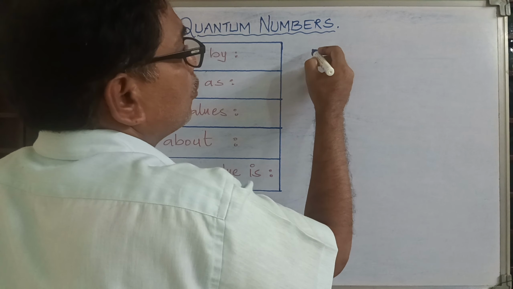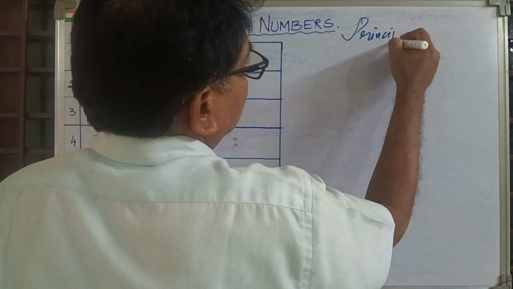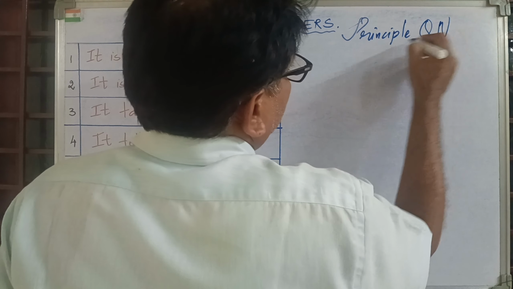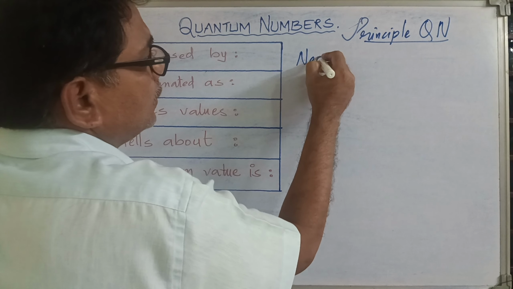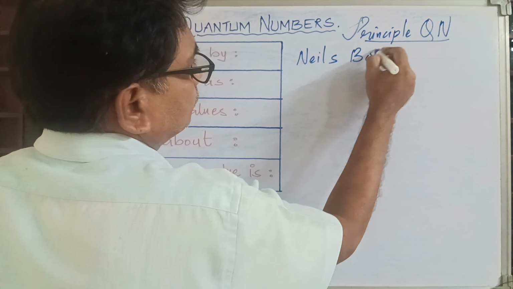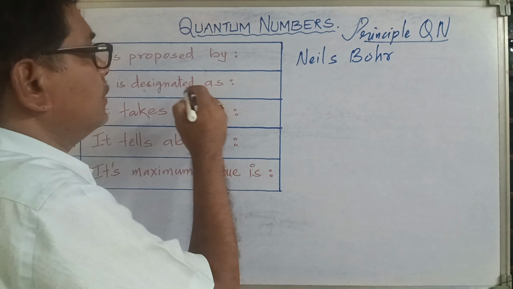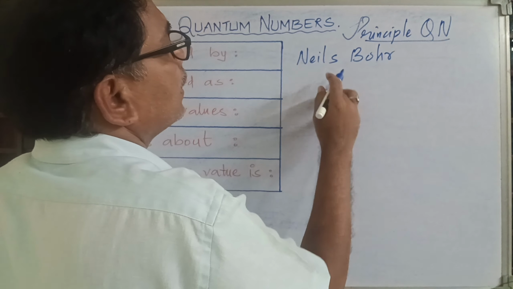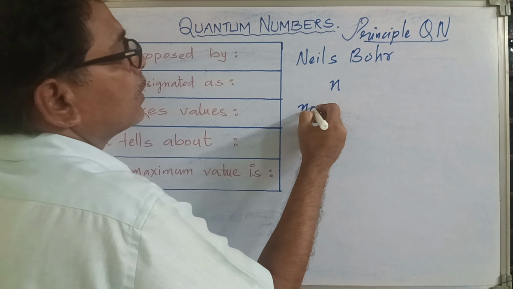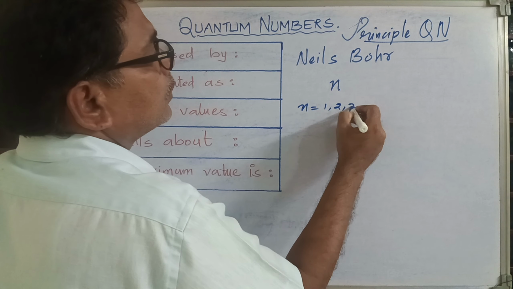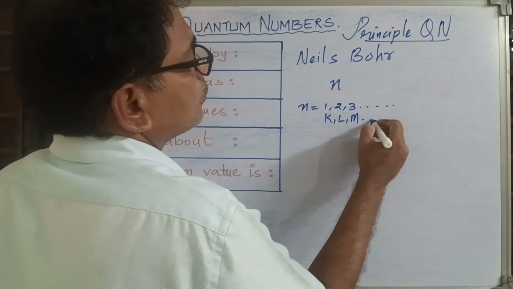So the first one is the principal quantum number. Now, who proposed this principal quantum number? It is Niels Bohr. Niels Bohr proposed this principal quantum number, and it is designated as n. And what values does n take? n takes values n = 1, 2, 3 and so on, which are also designated as K, L, M and so on.